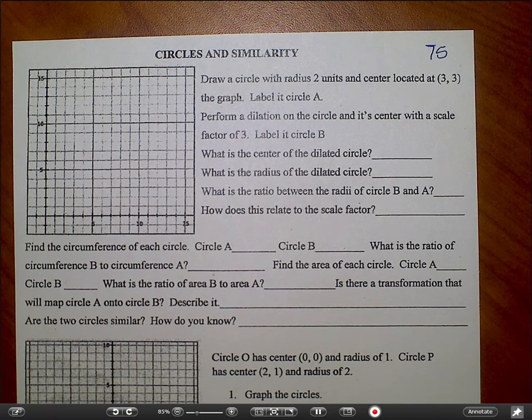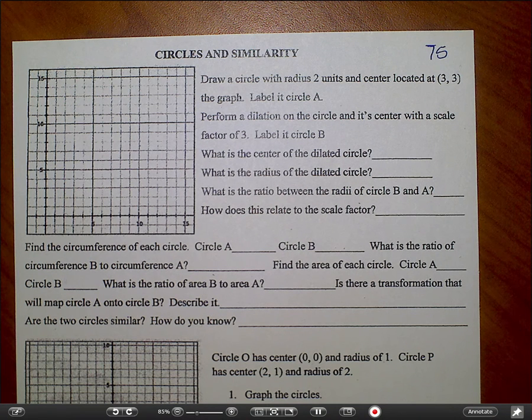Squares. Would those always be similar? Yes, they're always going to be similar, because all four sides are the same. All four sides are in ratio, and all the angles are going to be the same. So it's going to be the same shape, but different sizes. So squares could be in the same category as this. So they're always going to be similar.